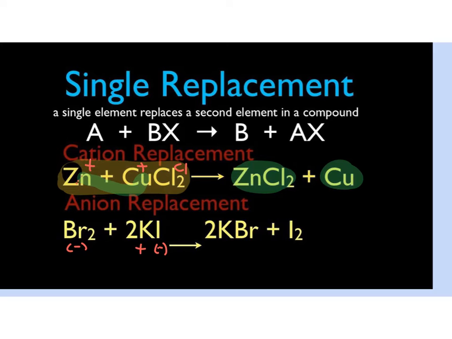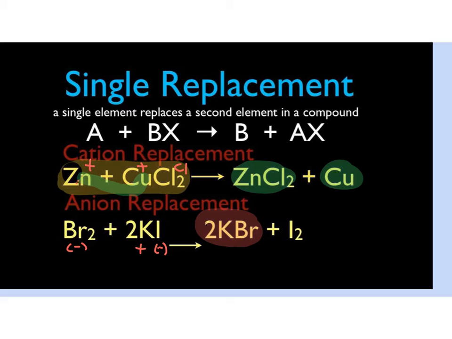Well, bromine is not going to be able to bond with iodine. They're both negatives because they're both nonmetals. So what's going to happen is bromine is going to want to bond with potassium, and that's what it does. Potassium and bromine come together, and that's what we get over here. Using the crisscross rule, K is 1+, Br is 1-. You do the crisscross and you get KBr.